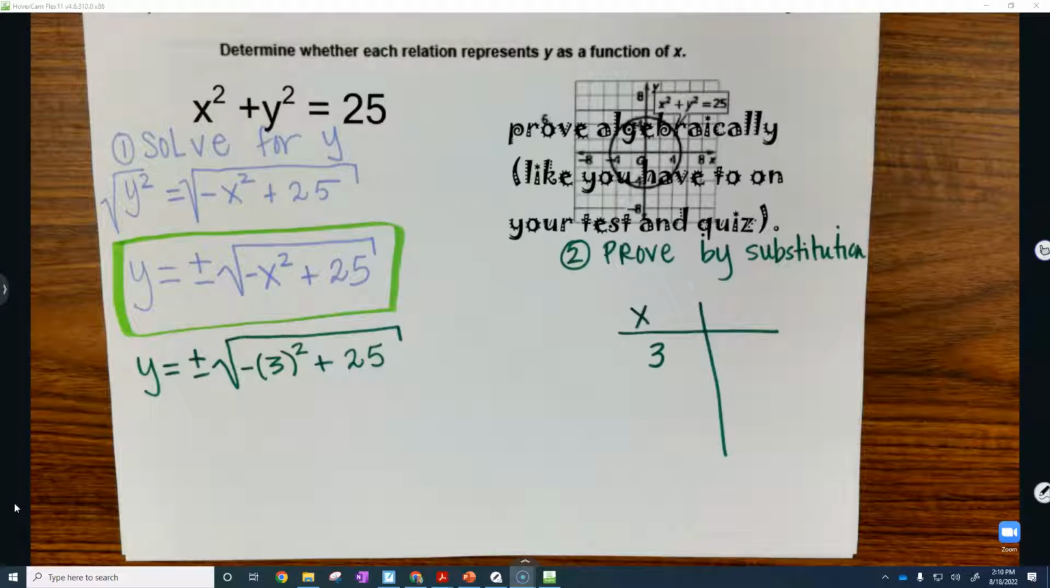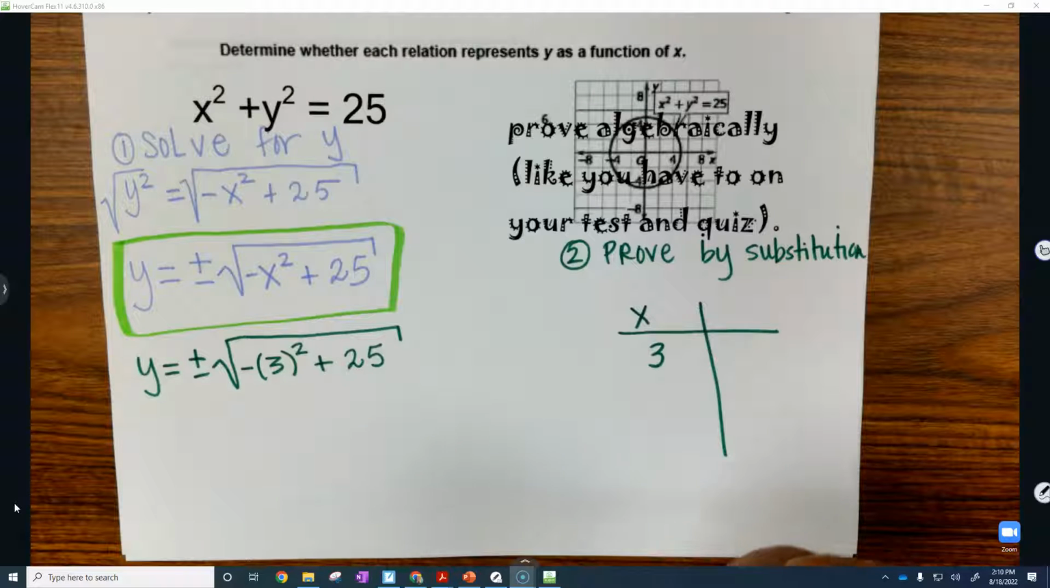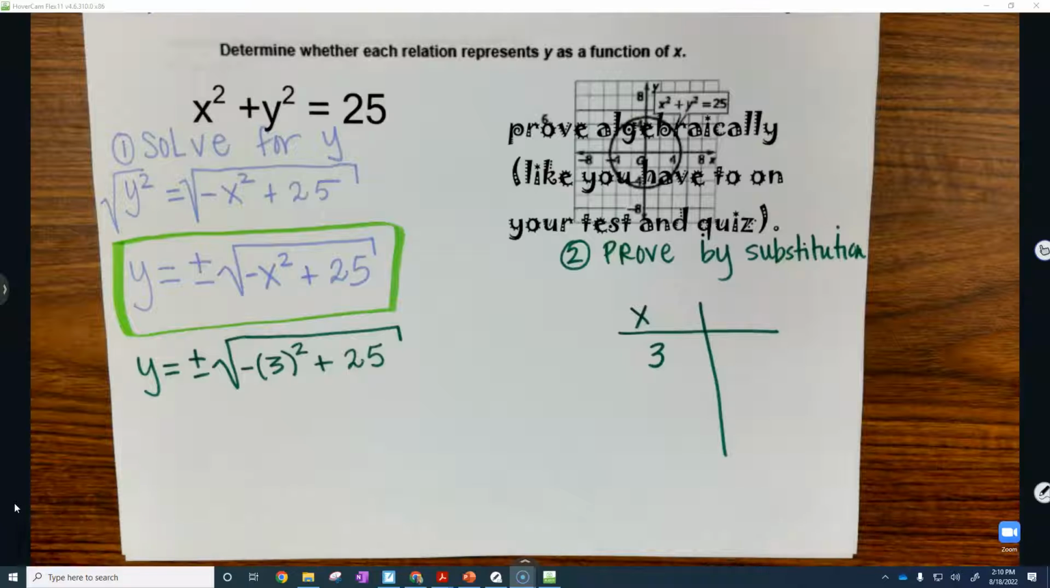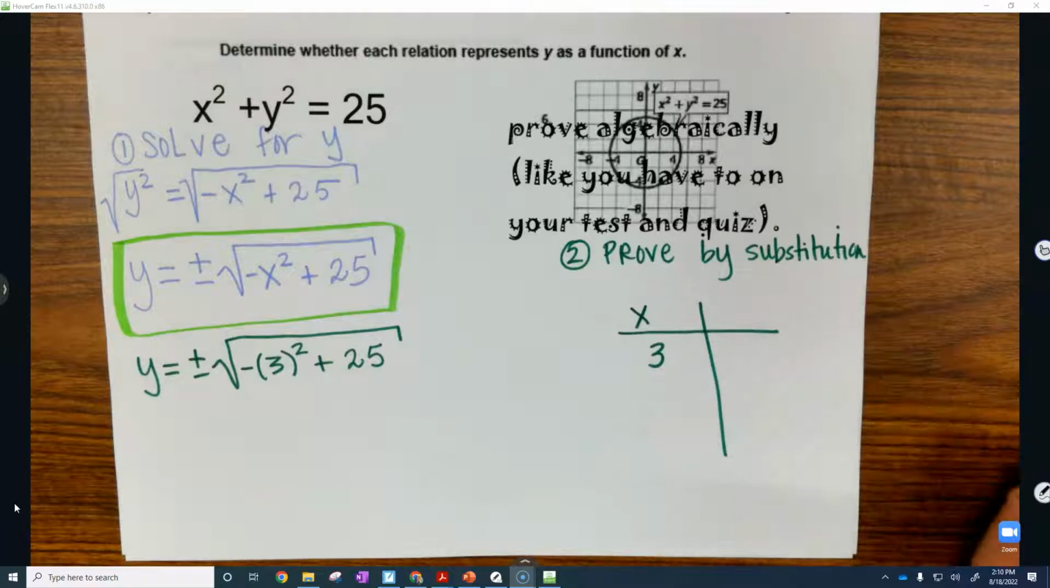Okay. Order of operations. What do? Do I distribute the negative first, or do I do the exponents? Which one? Exponents or distribute? Yes. It was not part of the instruction at all. I'm just plugging it in to prove a point. I made that 3 up.